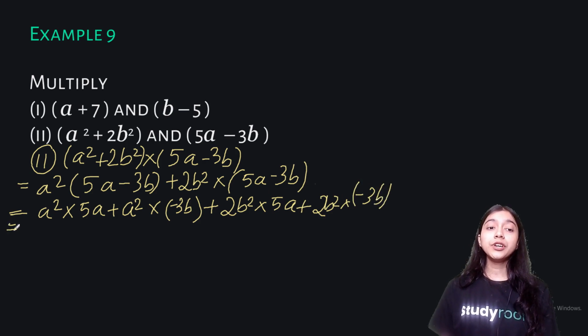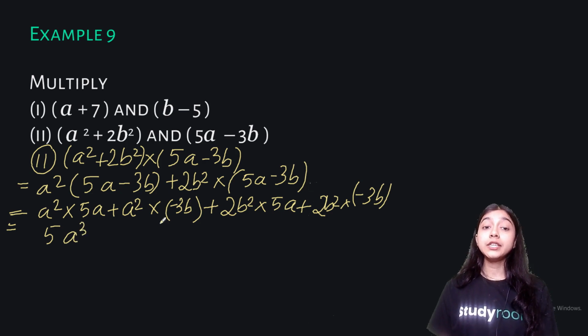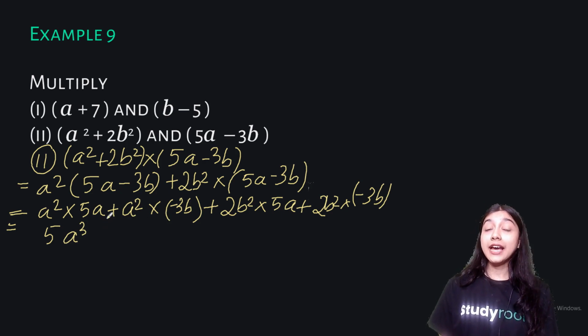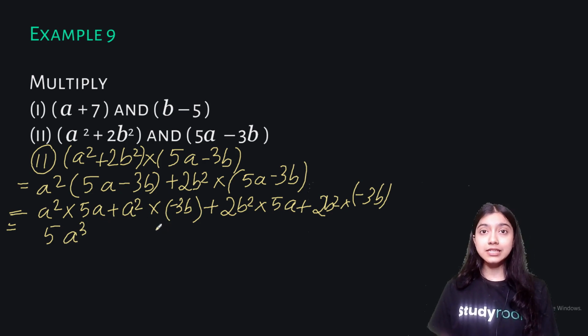Now, over here we have a square multiplied with 5a, which gives us 5 times a cube. Here, again, we have addition sign and we have a subtraction sign. So, when we add, we have plus into minus. This gives us a negative sign. And then we have a square multiplied with 3b. So, this will give us 3 times a square b.